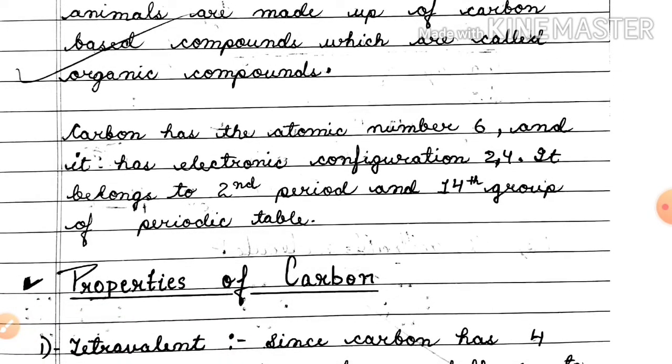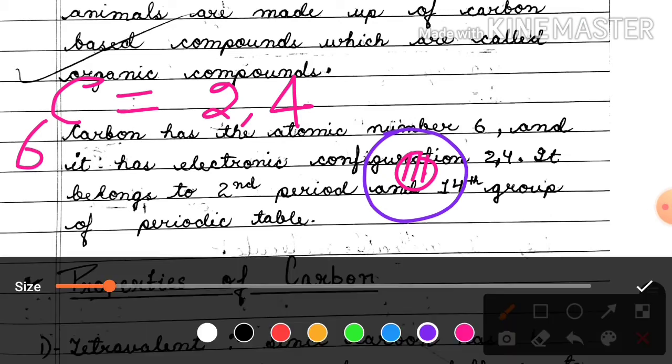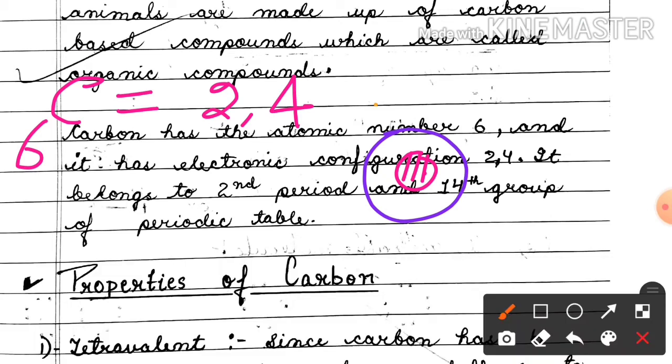In the periodic table, the carbon has the atomic number 6 and it has the electronic configuration 2 and 4. So this is the carbon having the atomic number 6, and since it has the atomic number 6, it has the configuration 2 and 4. So if I make one atom of carbon, this is the nucleus, this is the first shell and this is the second shell. The first shell contains 2 electrons and the second shell contains 4 electrons: 1, 2, 3 and 4.